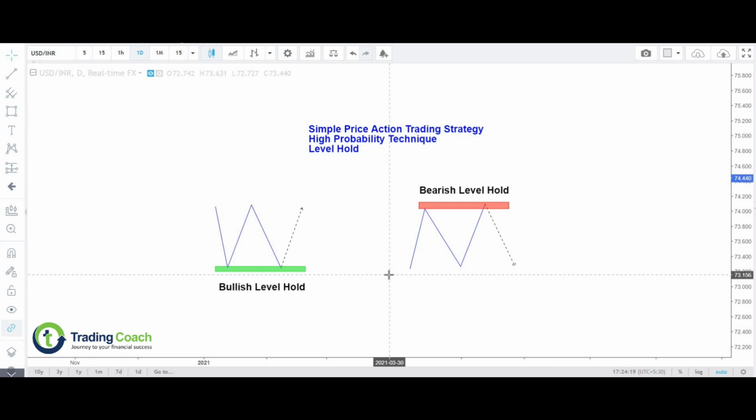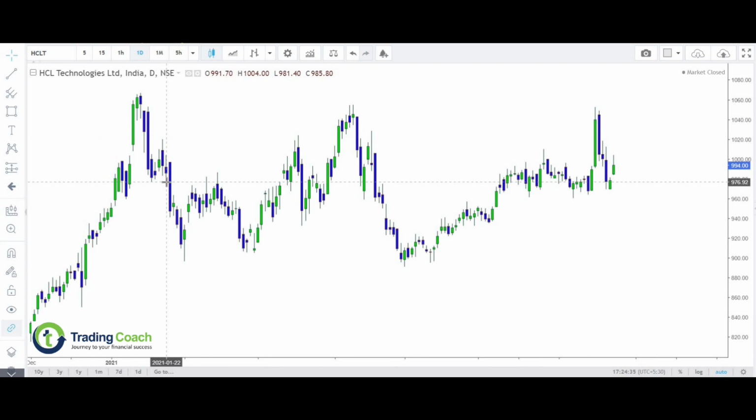Let us look at some examples on the actual price chart. Right now I'm looking at the HCL Technologies 1-day chart. First and foremost, I'm going to draw a proper resistance level over here. If you look at the chart, we can see a very good resistance level just at this spot.